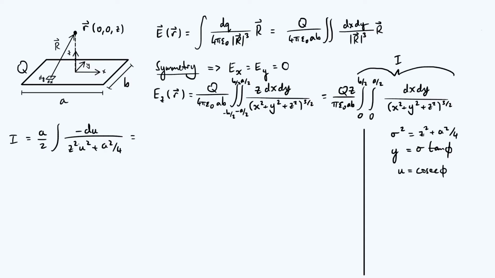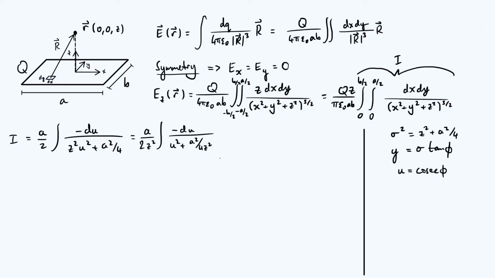We can also make this look a bit nicer by taking out that z squared and writing this as a over 2z squared integral of minus du over u squared plus a squared over 4z squared. Now that's a fairly standard looking trigonometric integral. You can do it using a tan substitution.